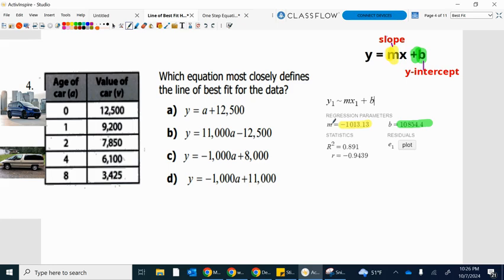Okay, this one says a, but usually that's next to the x, but in this case it's using the letter a, but it means the same thing. So this is definitely not our answer. This one has 11,000. That is not what that is. So both C and D have negative 1,000 for slope, and that's close to this number. So that means we have to look at our b. This one is 10,854, which is closest to 11,000. So that is our answer.